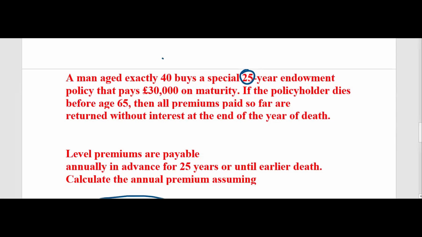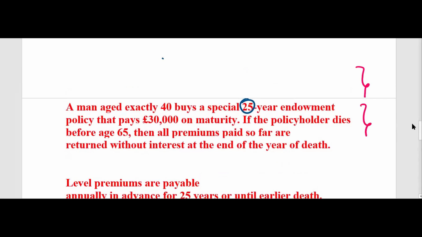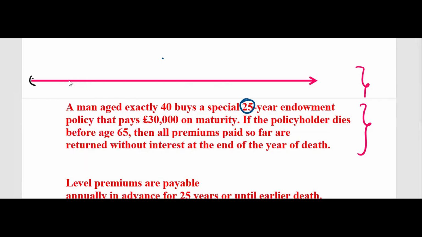So this means what? A man aged exactly 40 buys a 25-year endowment policy that pays 30,000 on maturity. If the policyholder dies before age 65, dies means not at 65, anytime. Okay, let me write 40 here, and starting from 40, suppose this guy dies here. This is a question to you. This is 40 to 41. If you want to write time 0 to 1, that way it will be 5. Suppose this guy dies here.